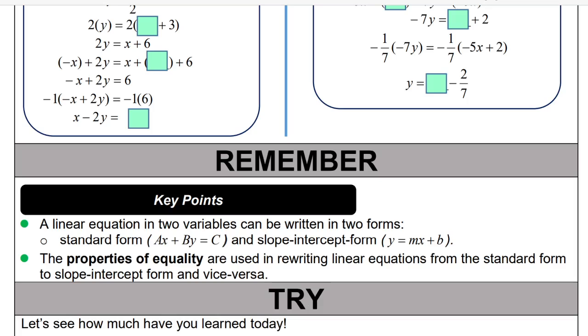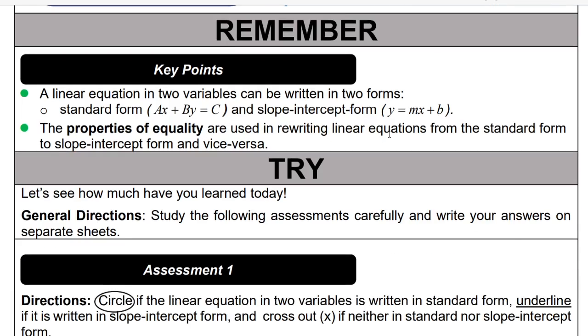So here are the key points rather. Things that you are going to remember: a linear equation in two variables can be written in two forms: the standard form, which is ax plus by equals c, and the slope-intercept form, y equals mx plus b. We have also the properties of equality that are used in rewriting a linear equation from the standard form to slope-intercept form and vice versa. So that's it.